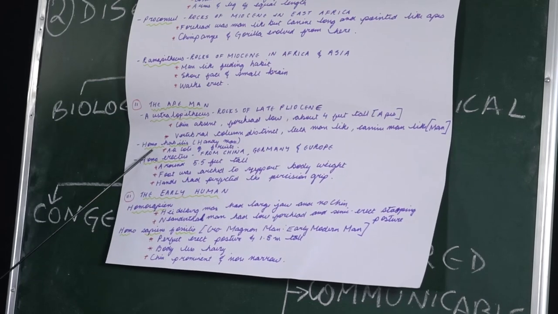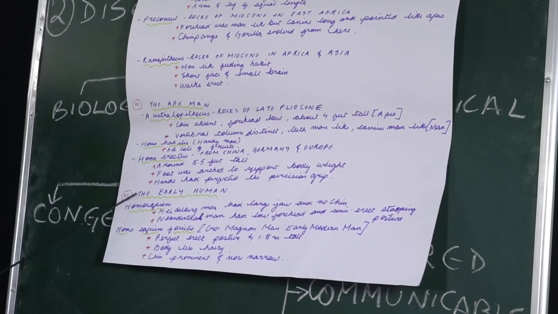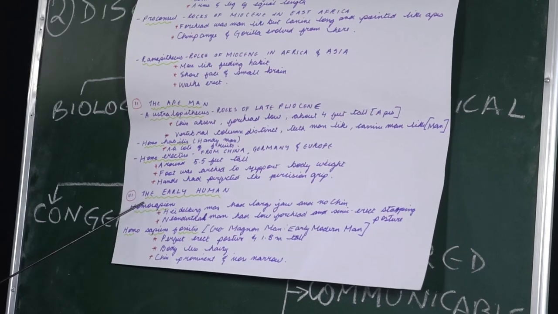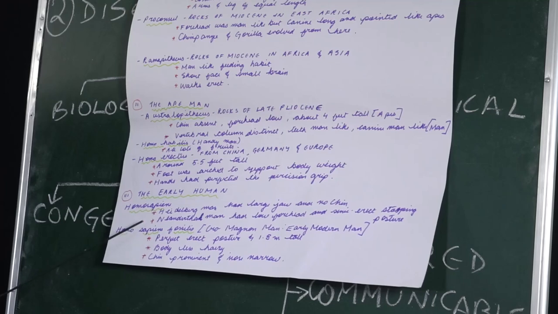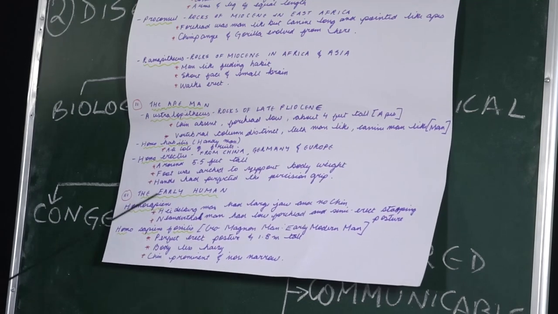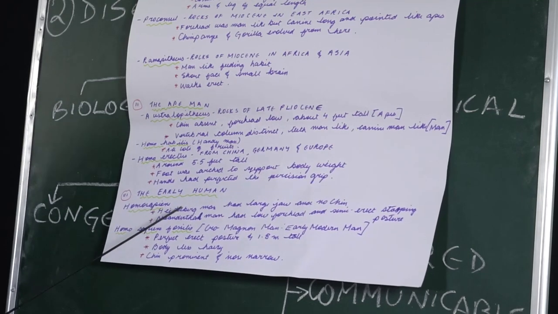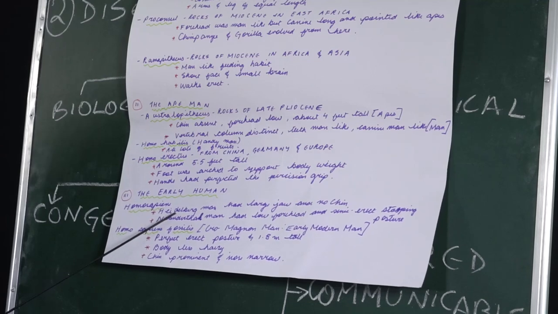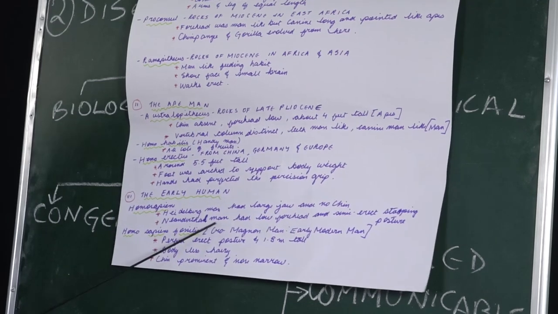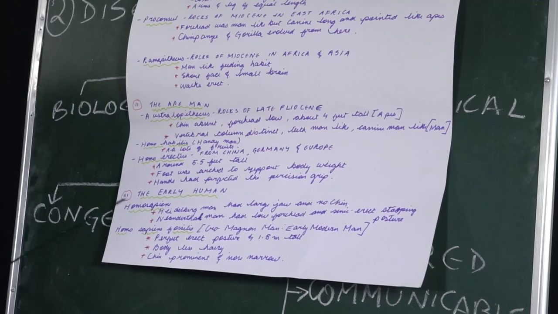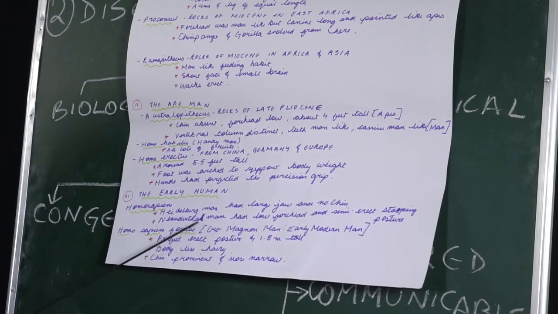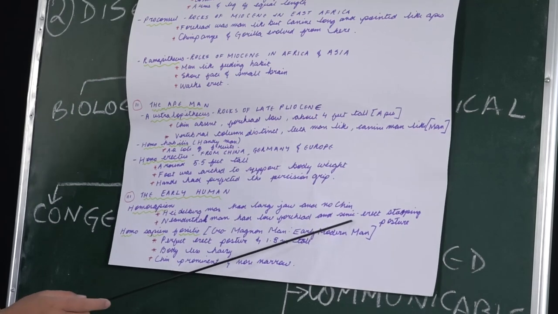After the ape man, there was another evolution called the early human. In case of early human, the most common examples were Homo sapiens and Homo sapien fossilis. Remember that. The Homo sapiens, it was also named as Heidelberg man, okay? H-E-I-D-E-L-B-E-R-G, Heidelberg man. Why? Because it has a unique characteristic of having a very large jaw and there was no chin. Remember that.